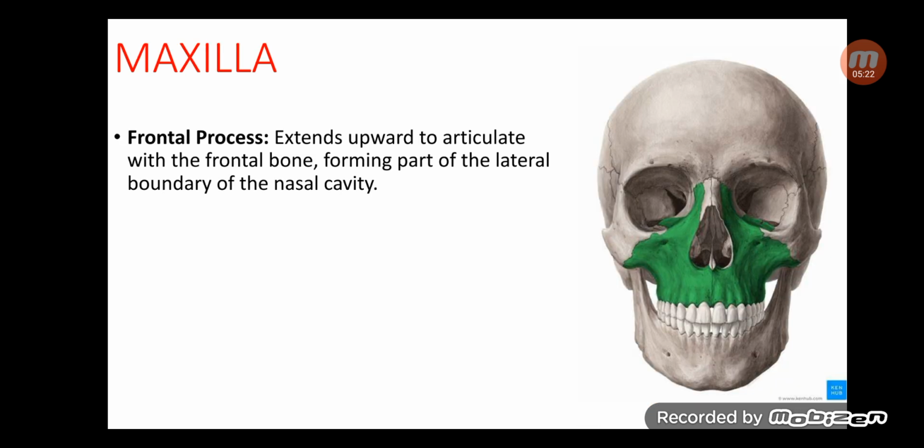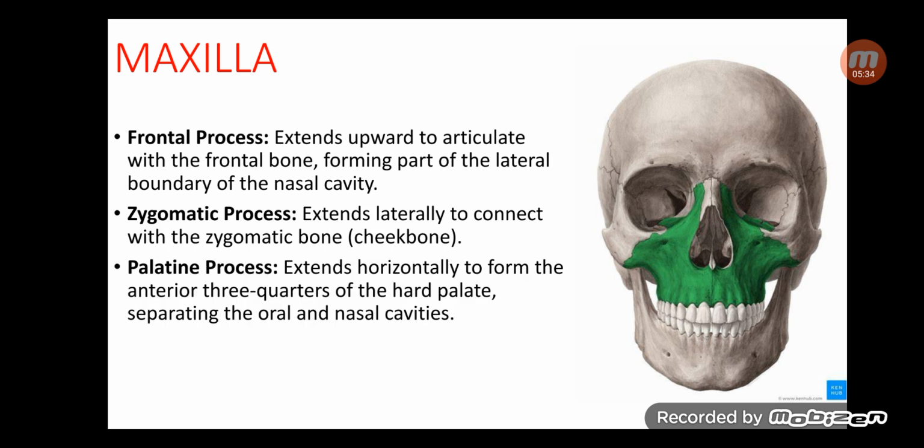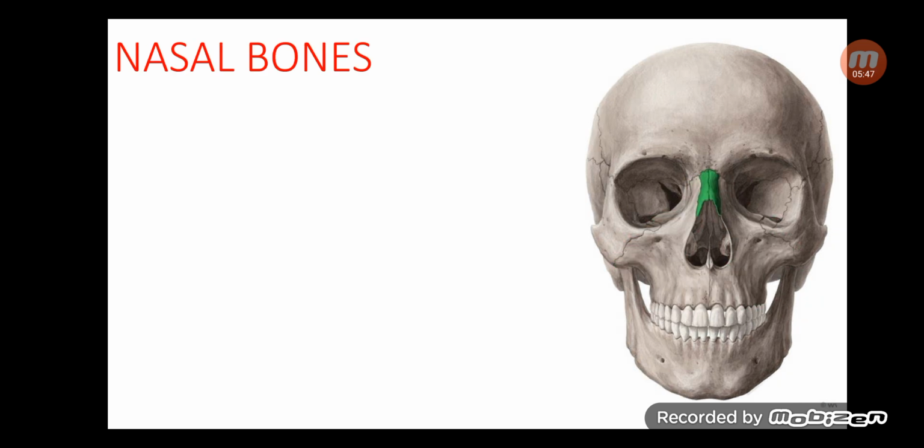Then comes the maxilla that has the frontal process that extends upward to articulate with the frontal bone, forming part of the lateral boundary of the nasal cavity. Then it also has zygomatic process that extends laterally to connect with the zygomatic bone, and also has palatine process that extends horizontally to form the anterior 3/4 of the hard palate, separating the oral and nasal cavities. Then it also has alveolar process that basically contains sockets for the upper teeth.